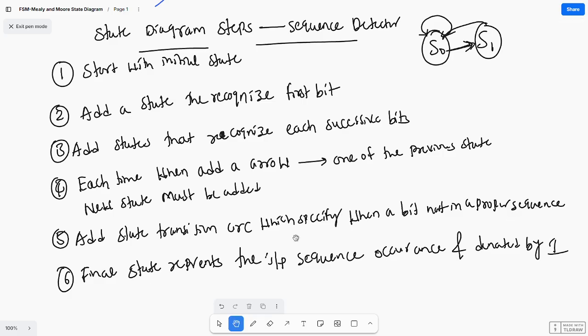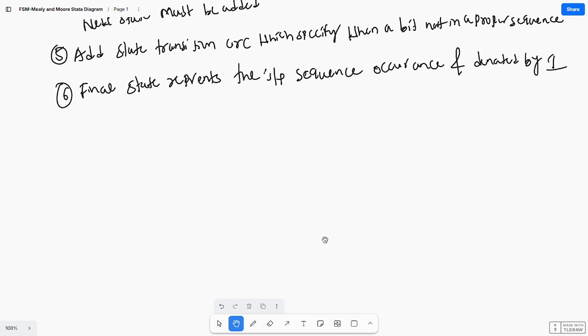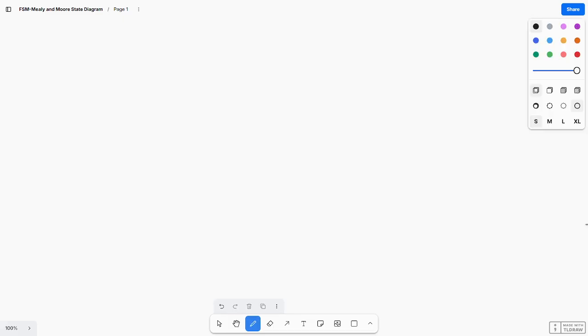So I will draw the state diagram for both Mealy and Moore. First I will draw non-overlapping, and then overlapping. Let us take the 101 sequence. First I will draw it with non-overlapping.